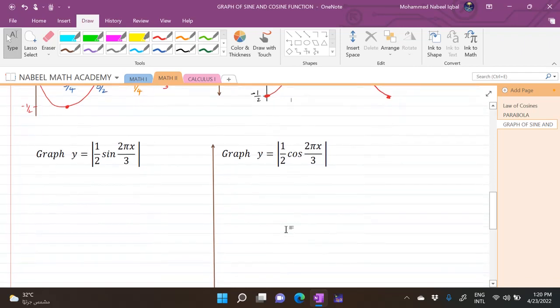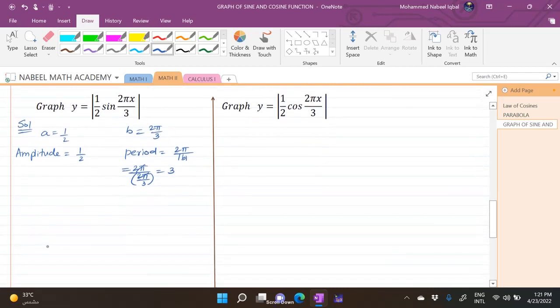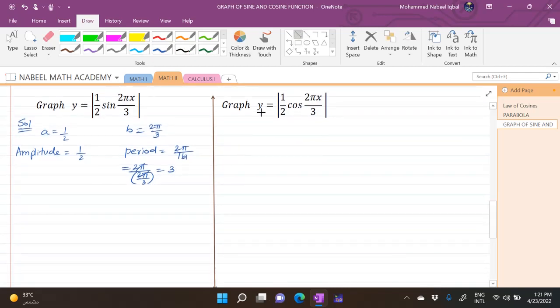Now let us go with the absolute value. So what is the absolute value we will have? It is the same rule we have to do. First I have to calculate A and B. A is equal to half, B is equal to 2 pi over 3. So the amplitude is half, and the period is given by 2 pi over absolute B. If I substitute the value, 2 pi over 2 pi over 3, the 2 pi cancel, therefore the answer will be 3. Now I draw the graph of the function.